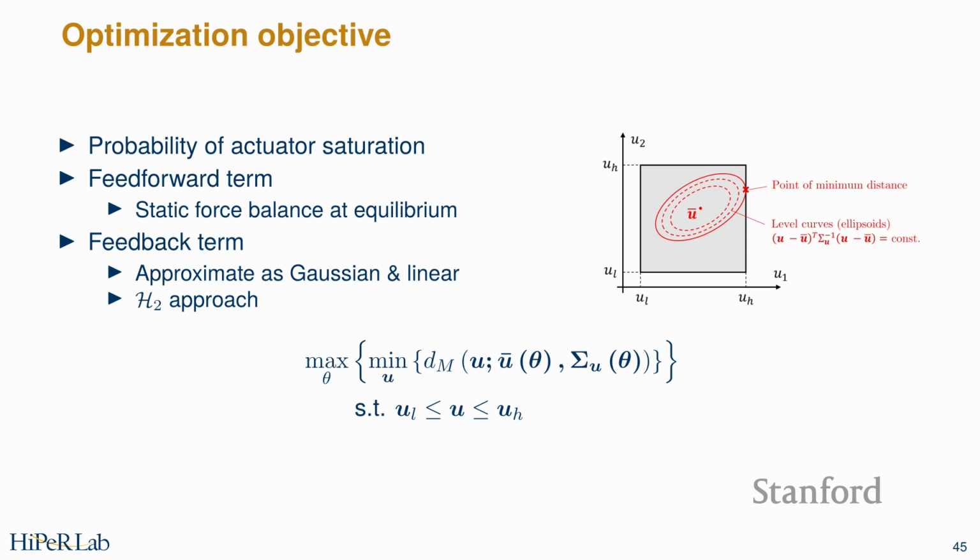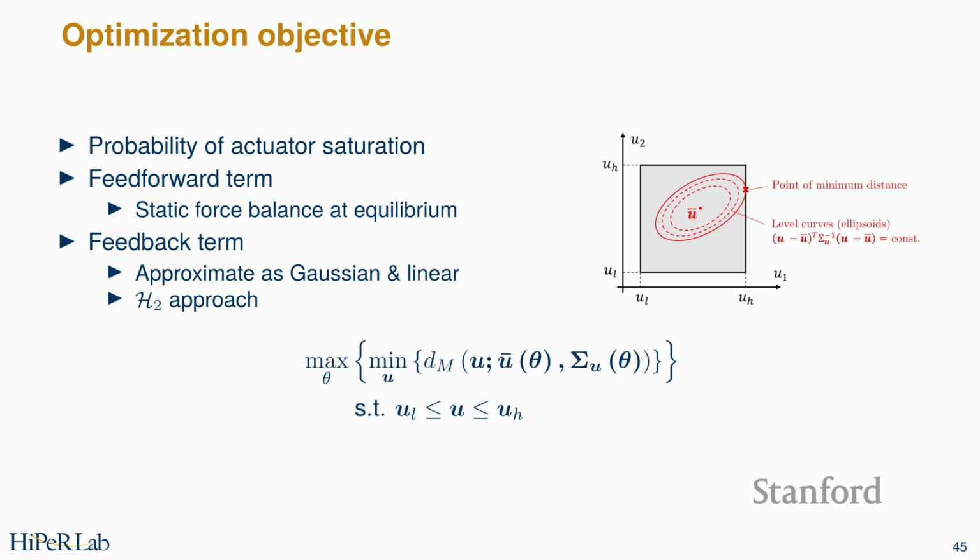And then there's the feedback term, which is in response to disturbances. So what we do is we model our system and we linearize it, and we assume that the disturbances are Gaussian. So the disturbances here are force and torque disturbances acting on the system. And then we do an H2 approach to effectively calculate the statistics of the inputs. Then we calculate this Mahalanobis distance, which is a bit of a kludge, to approximate the amount of probability mass that we have within the feasible range.